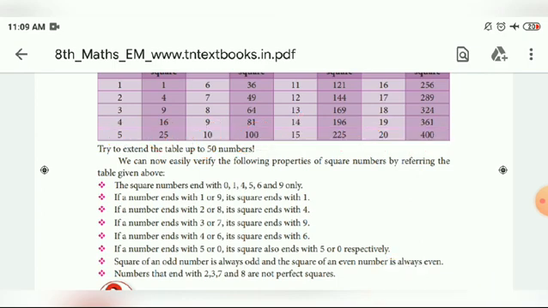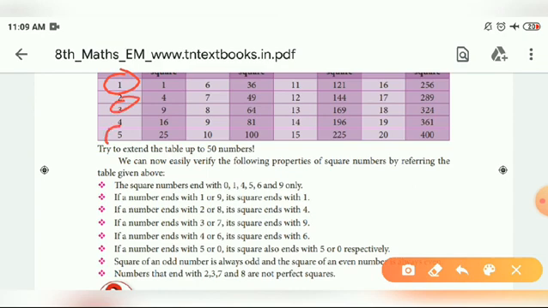And two more properties are there. The square of an odd number is always odd, and the square of an even number is always even. If you square a number that is an odd number, the square number is also an odd number. Let us see some examples. Here the odd numbers are 1, 3, 5, 7, 9, 11, 13, 15, 17, 19. These are all the odd numbers.